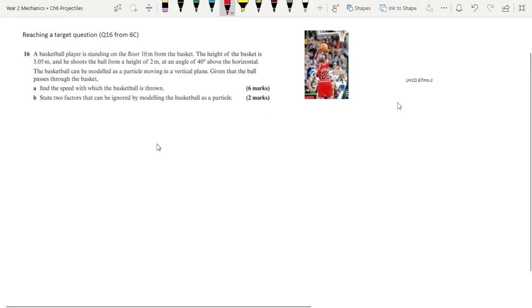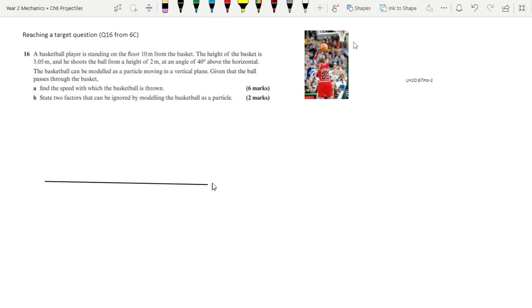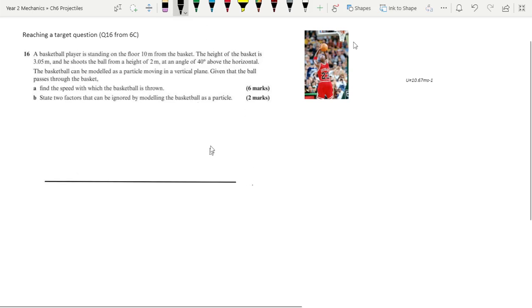So a basketball player is standing on the floor 10 meters from the basket. The height of the basket is 3.05 meters, and he shoots the ball from a height of 2 meters at an angle of 40 degrees. So I'm just going to draw a very basic picture. Okay, so here's the hoop, and here is the basketball player.